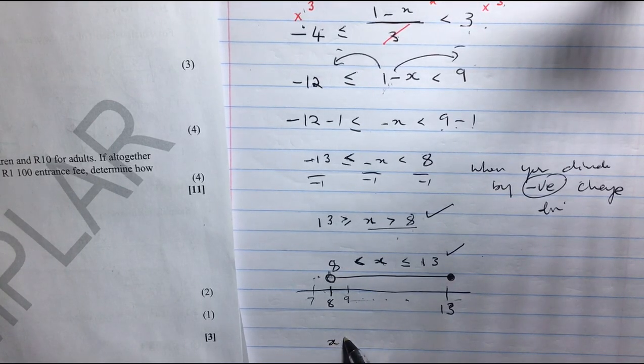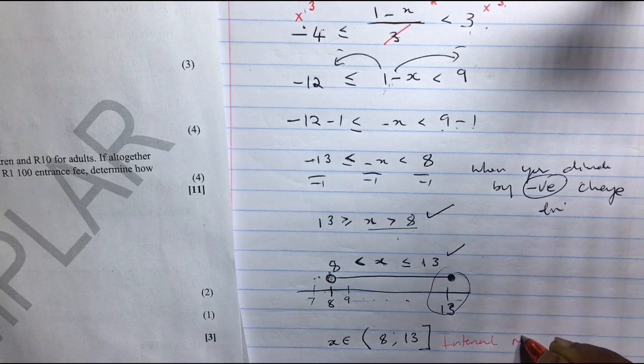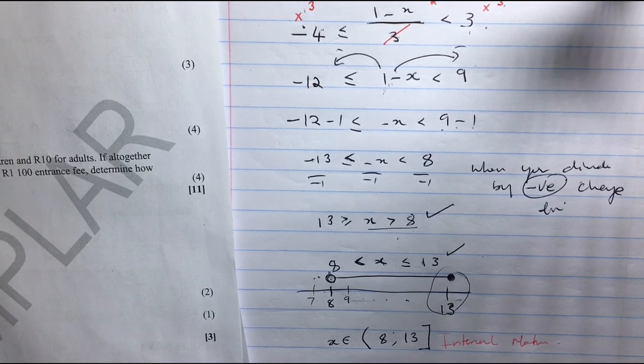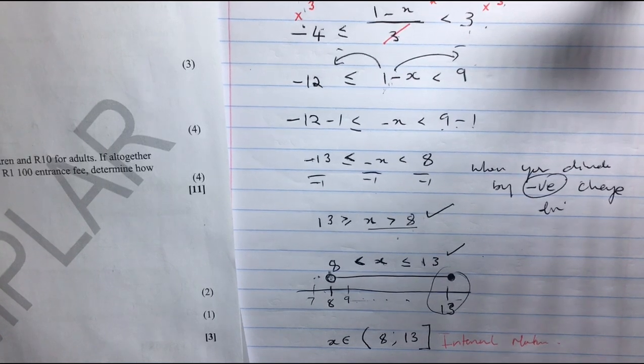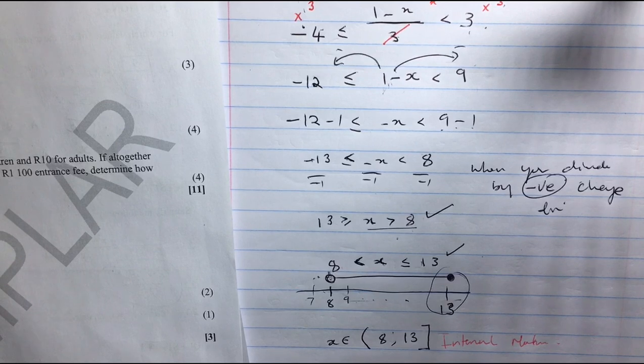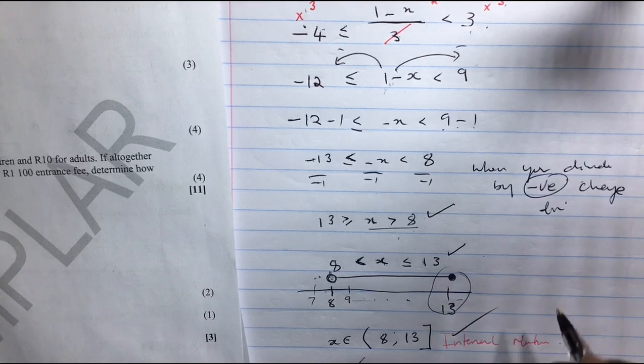And then you say x is an element of. If it's not included, we use a curved bracket, and if it's included, we use a square bracket. So x is anything between 8, which is not included, and 13. So this is the interval notation. Sometimes they can ask you to list the values, or give interval notation or a number line.